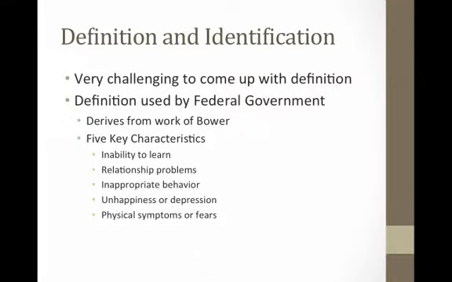Okay, the definition and identification. Since there's such a variety of disorders, it's very difficult to come up with a general definition. The definition has been changed multiple times, and the one that is used now by the federal government is derived from the work of Bauer and includes inability to learn, relationship problems, inappropriate behavior, unhappiness or depression, physical symptoms, or fears.